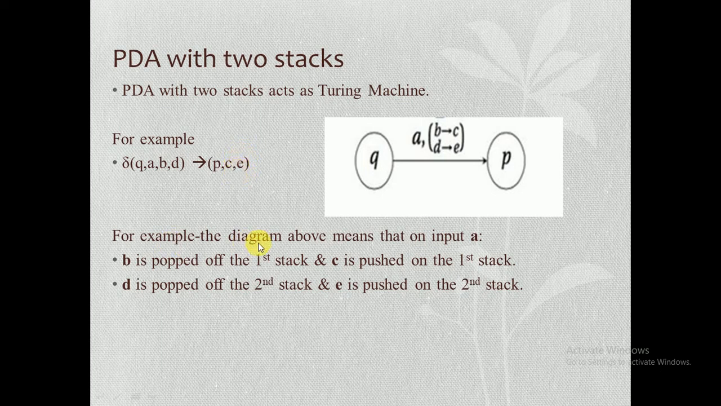So for example, in the above diagram, on input a, b is popped off and it will be replaced with c in the first stack, right? And d is popped from the second stack and it will be replaced with e, that is the new symbol. I hope you understand the definition.